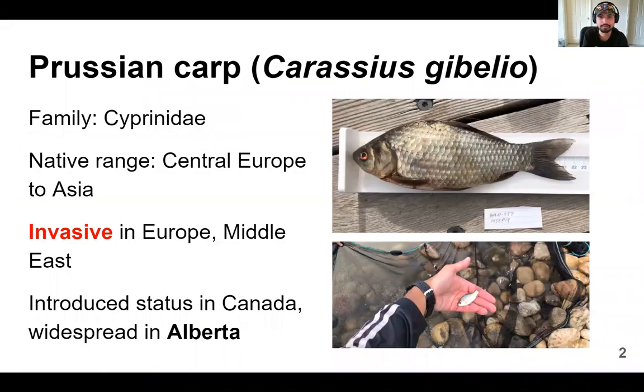So Prussian carp are a freshwater cyprinid species native from Central Europe to Asia. They are otherwise considered invasive in regions throughout Europe and the Middle East. They've recently reached introduced status here in Canada and are widespread in Alberta's main river drainages and basins.